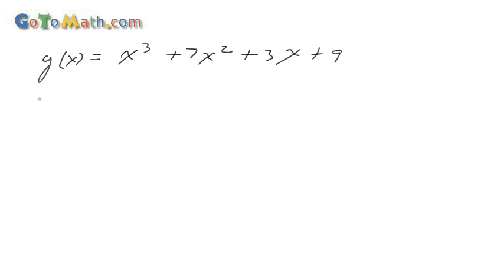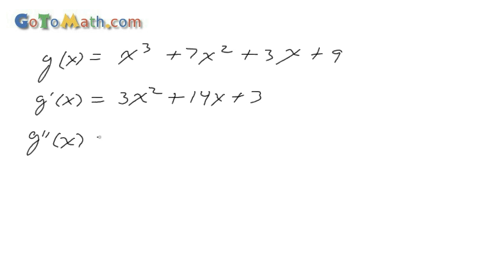So what we'll want to do is find the first derivative. We got to go through the first derivative to get to the second derivative. And we got 3x squared plus 14x and then plus 3. Alright, then we'll find the second derivative. And so we got 6x plus 14.